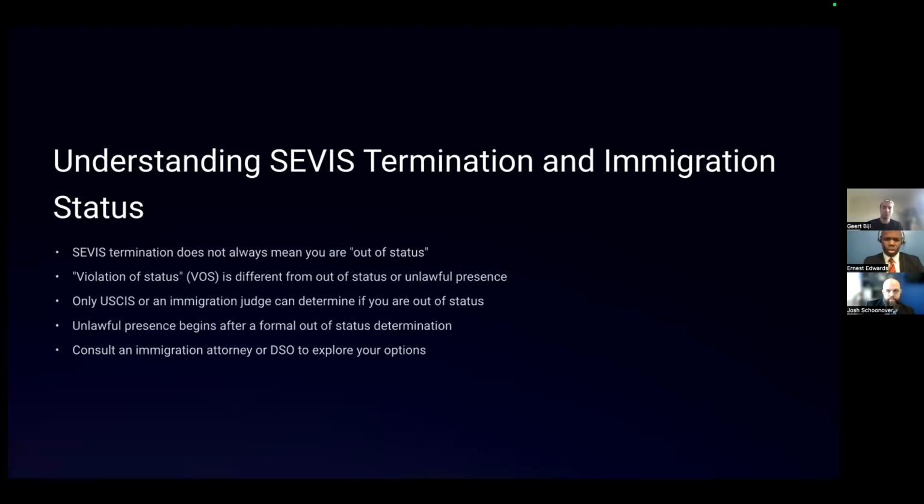So being out of status just means that your visa is expired, or perhaps if you entered as an F1 student and you're no longer attending school, you might be out of status, but you're not necessarily obtaining unlawful presence. So the only way you could obtain unlawful presence is if USCIS or an immigration judge determines that you're out of status. So if you're experiencing this type of situation, just contact an immigration lawyer or a DSO to explore your options.